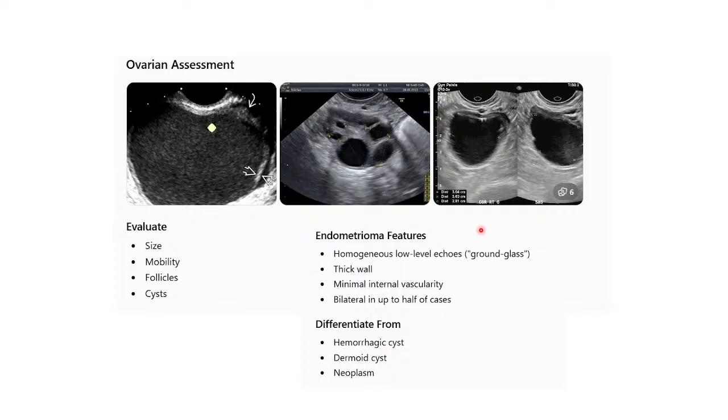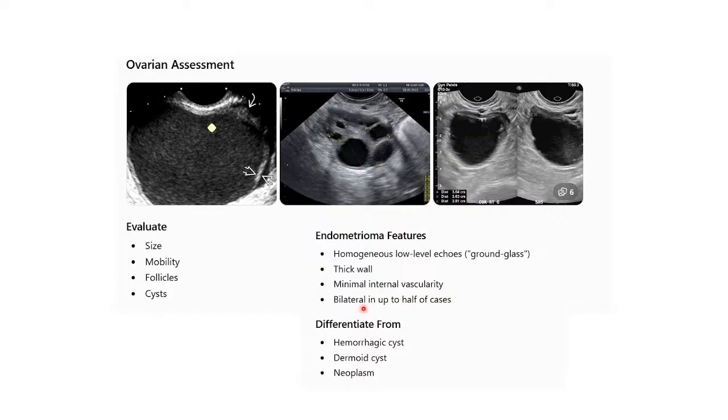So the endometrioma features, this is an endometrioma there. It has homogeneous low-level echoes, which is called the ground glass appearance that we're always supposed to see. Then the walls are thickened, as you can see there, with minimal internal vascularity, so there's no or minimal internal vascularity in the endometrioma itself.